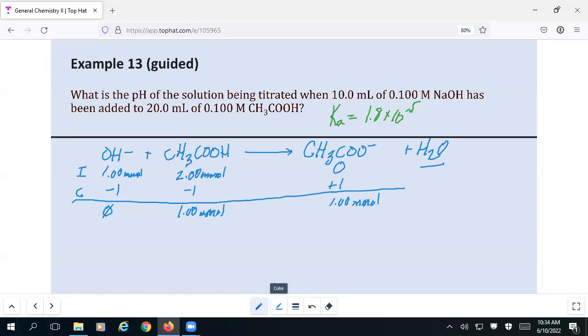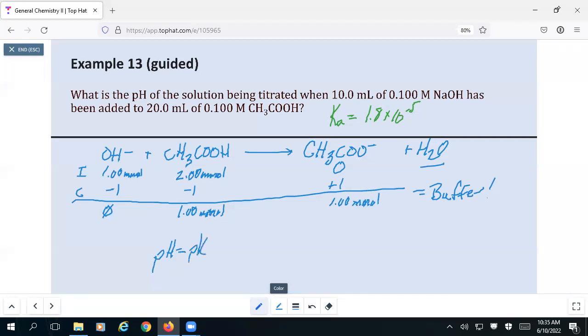We have acetate and acetic acid at the same time. Both are present. This should scream to us buffer. And if it's screaming buffer at us, then we know the next calculation that we have to do. Next calculation is the Henderson-Hasselbalch equation.